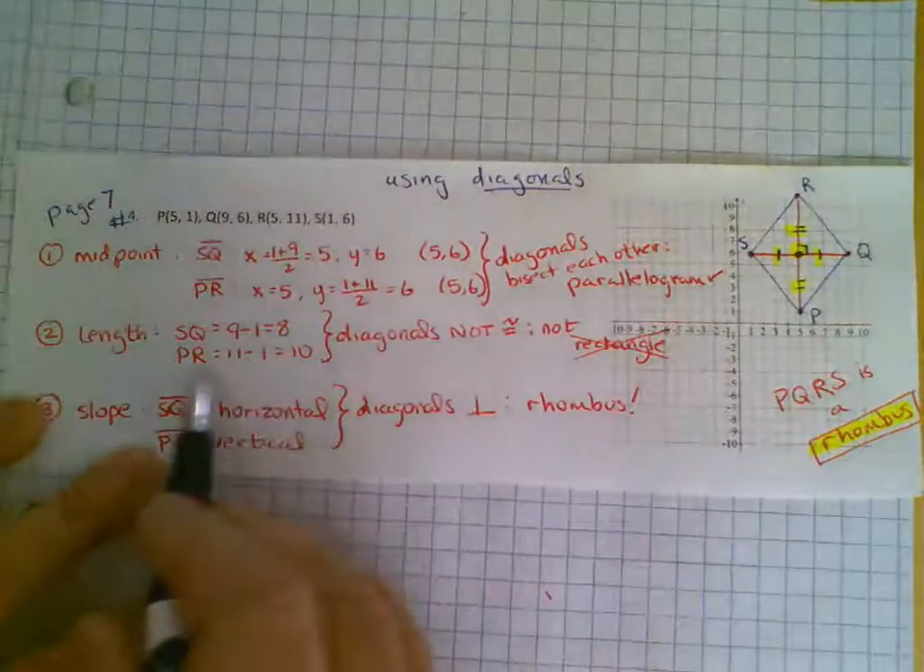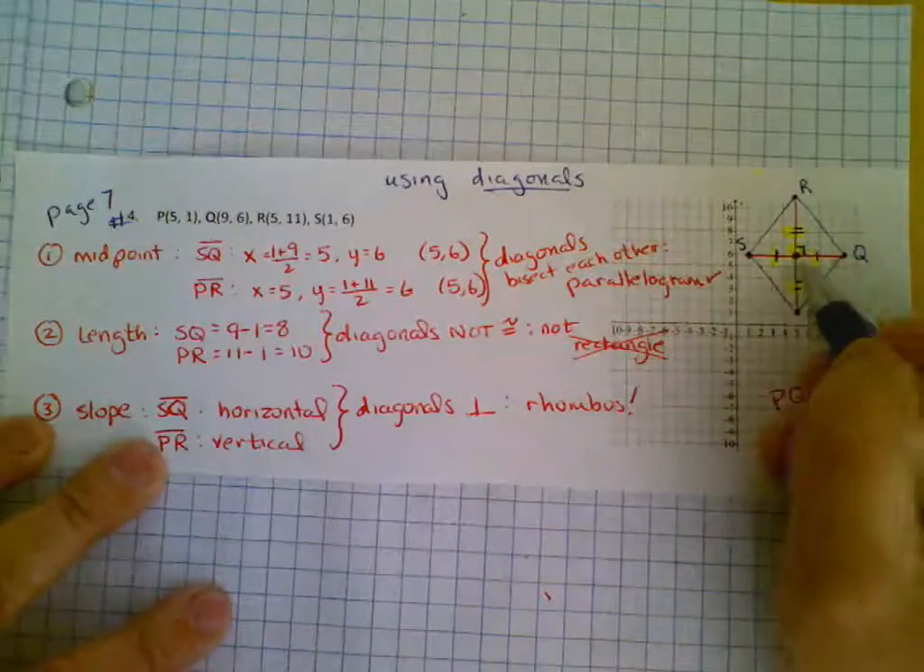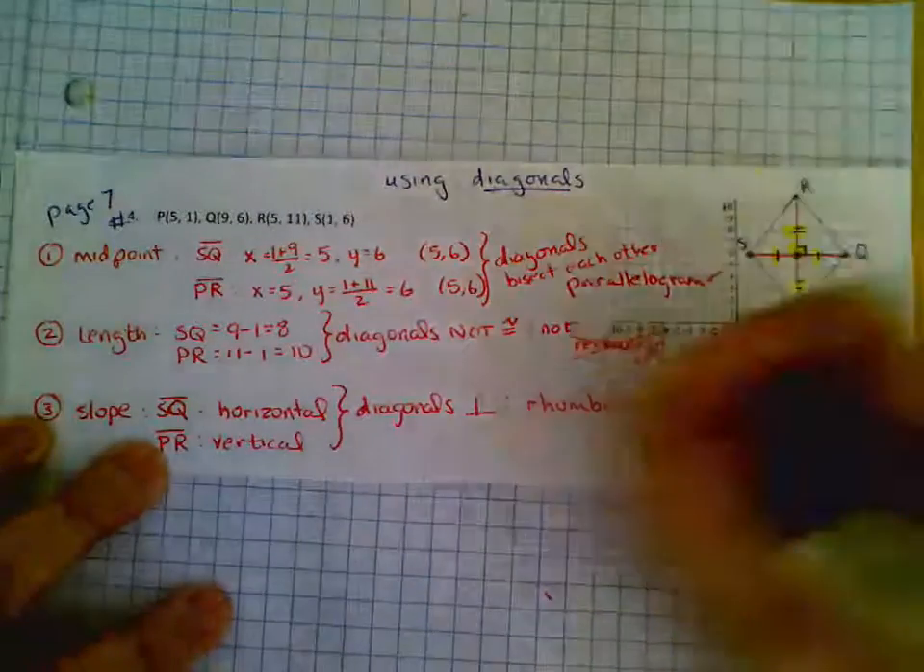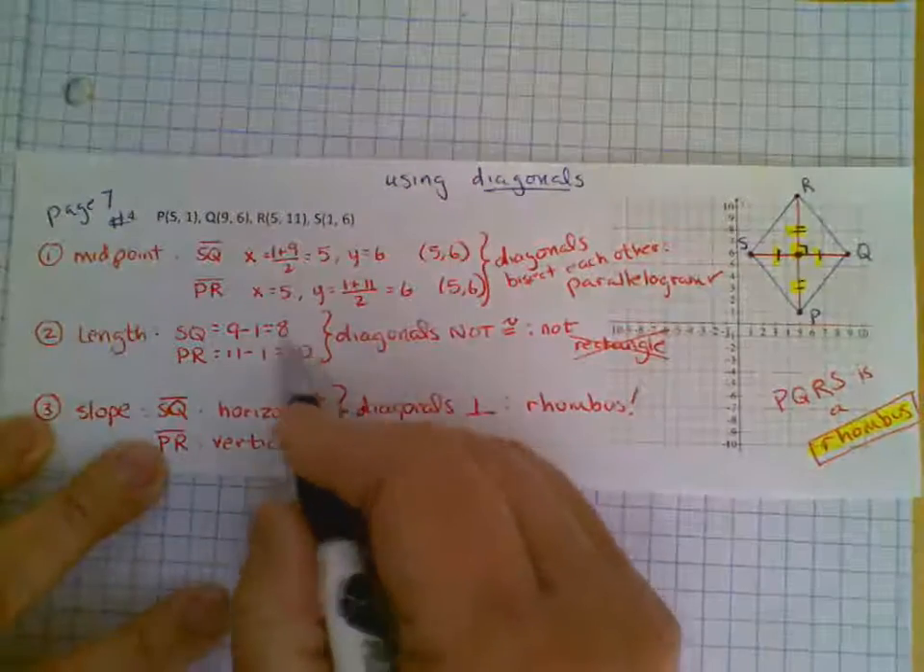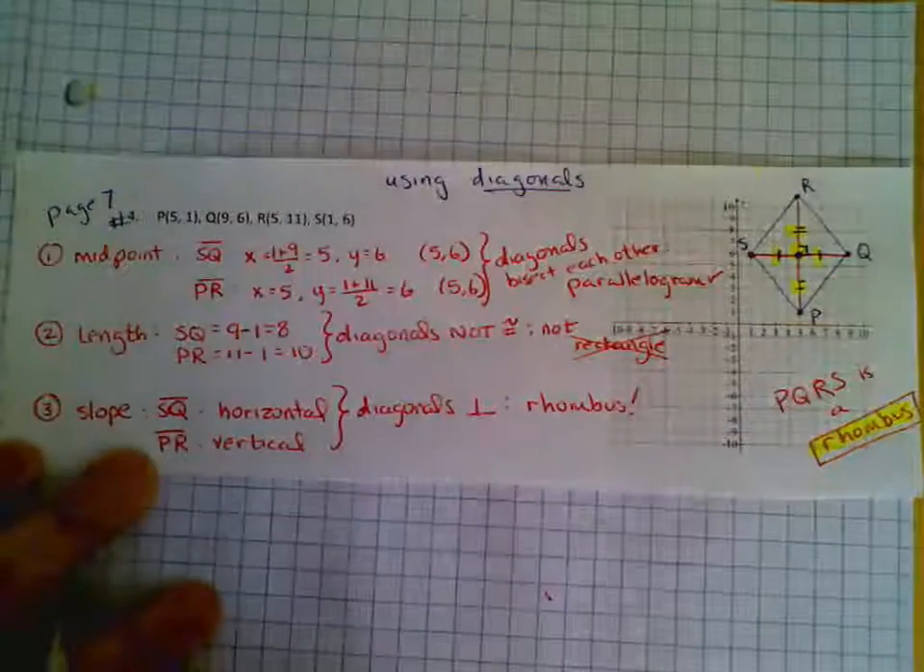Again, for the length, I don't have to use the distance formula. I could just use subtraction. From S to Q is 9 minus 1, which is 8. From P to R is 11 minus 1, which is 10. These are not the same number, so the diagonals are not congruent, and it's not a rectangle.